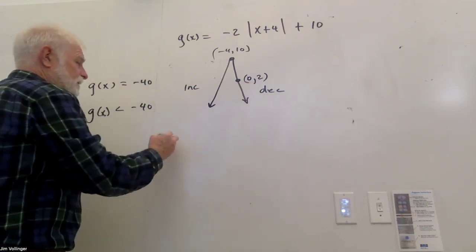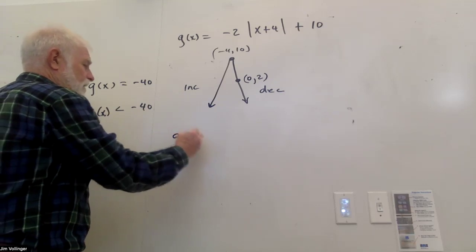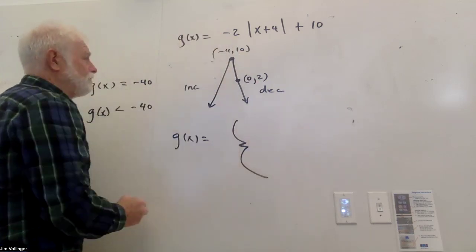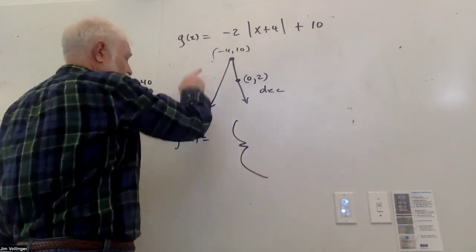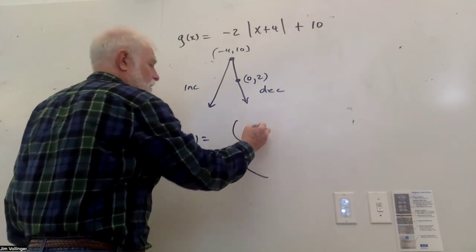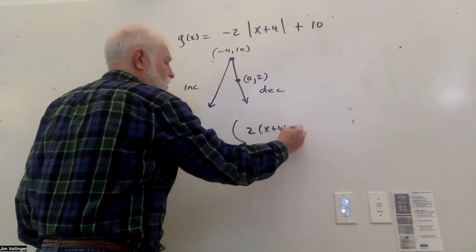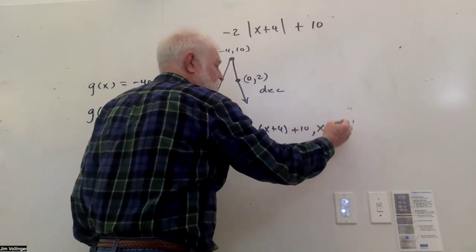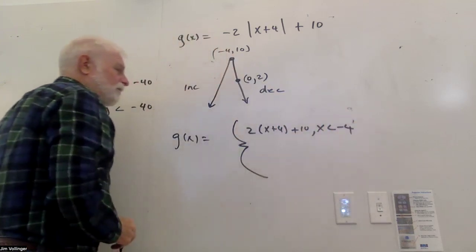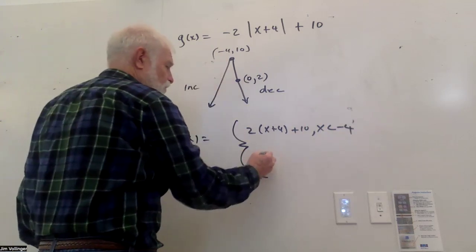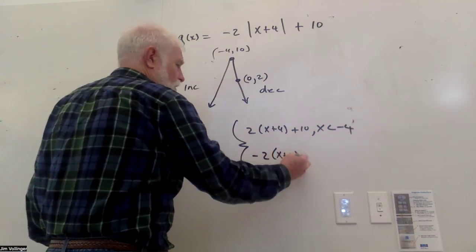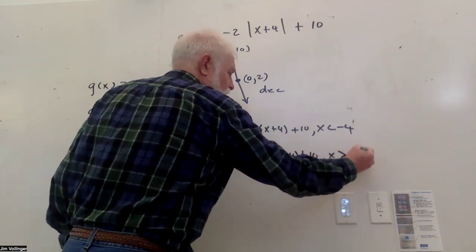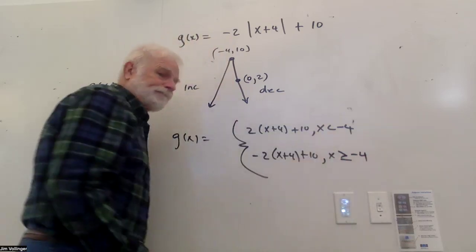All right, I'm on the increasing side. So the piecewise function g of x is positive, increasing. So I'm going up at 2 to 1. 2 times x plus 4 plus 10, but that stops when I hit an x value of -4. So I'm on the smaller side of -4, and then I'm decreasing with -2 times x plus 4 plus 10 for x values that are greater than or equal to -4. I got to put the equal on one of them.